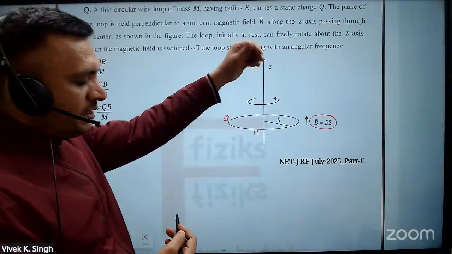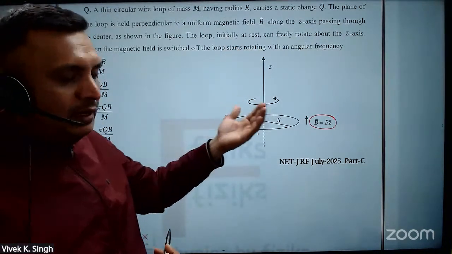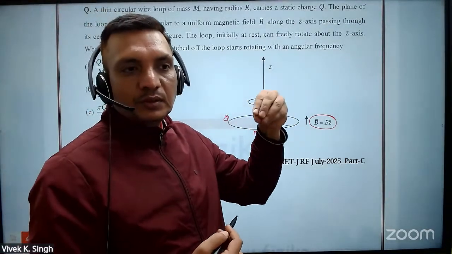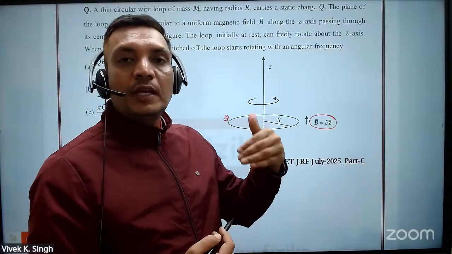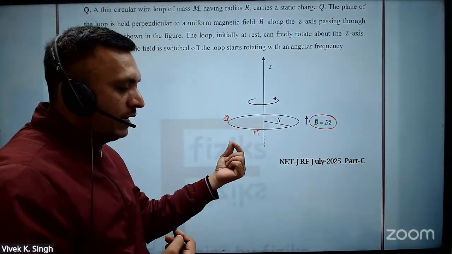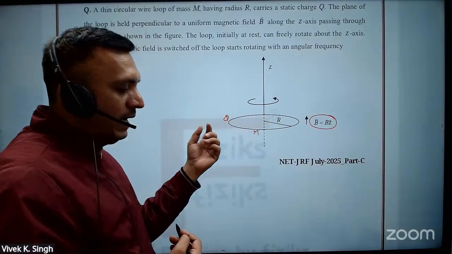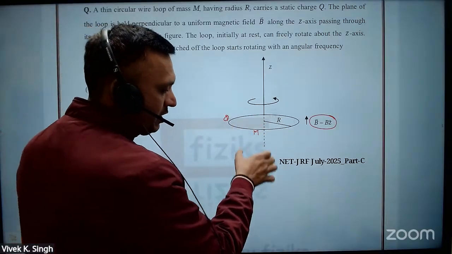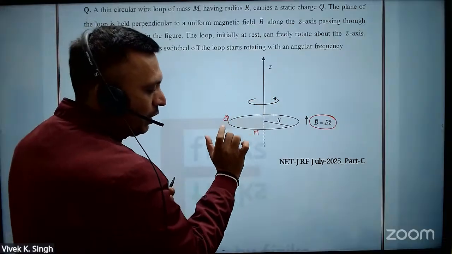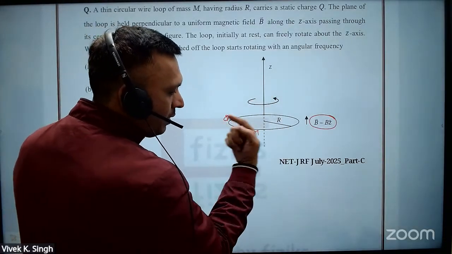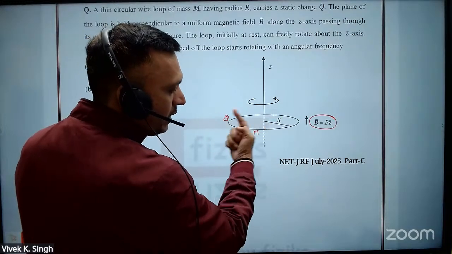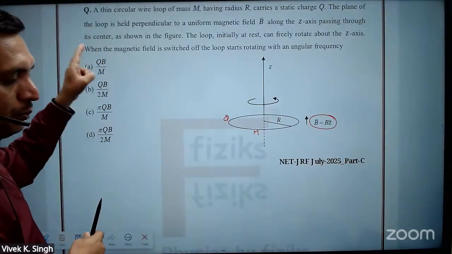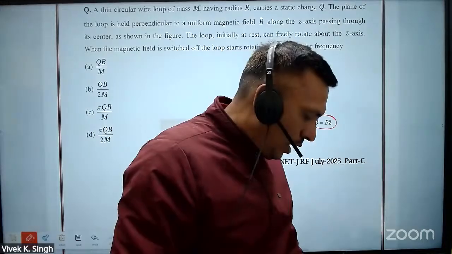So why will it rotate? Because when there is a changing magnetic field, there will be an induced electric field. Because the magnetic field is decreasing from B to 0, there will be a change in magnetic flux, and that will produce an induced electric field. And when there is an induced electric field, the charges will experience force. The induced electric field is in the phi cap direction in this symmetry because the magnetic field is along the z direction. So this loop will rotate in the phi cap direction, and we have to find its angular frequency.